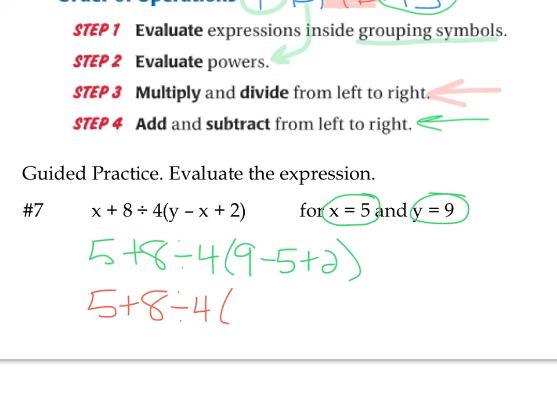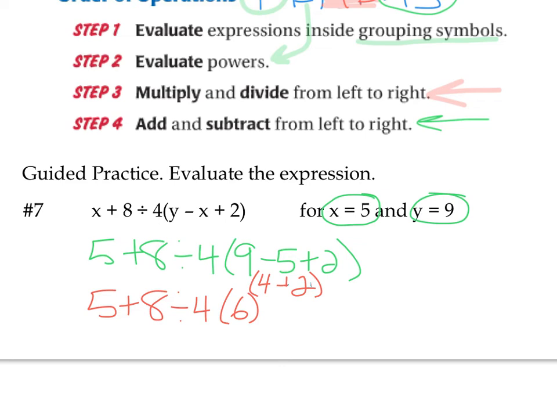And we're going to subtract there before we add. Within the grouping symbols, we follow order of operations. So 9 minus 5 is 4 plus 2, which is 6. Okay? So we have 4 plus 2. And that comes out to 6.